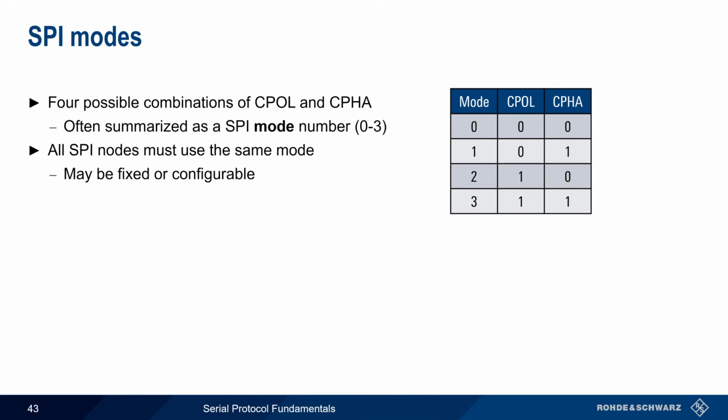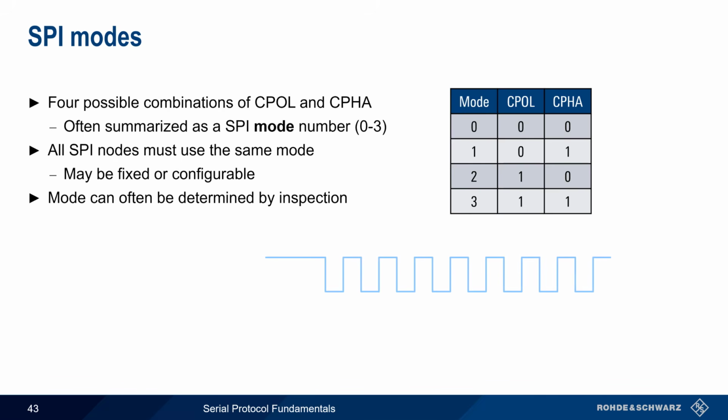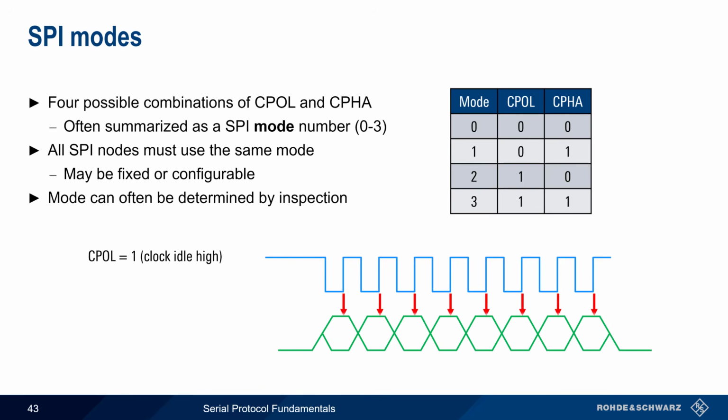Mode may be either fixed in hardware or user configurable depending on implementation. Note that the mode can often be determined by inspecting the SPI waveforms. For example, here we can see that the clock signal idles high, so clock polarity equals 1. We can also see that the data is being read on the trailing edge of each clock pulse, so clock phase also equals 1. Therefore, SPI mode 3 is being used in this communication. Note that of these four modes, mode 0 is, by far, the most common mode used in SPI implementations.